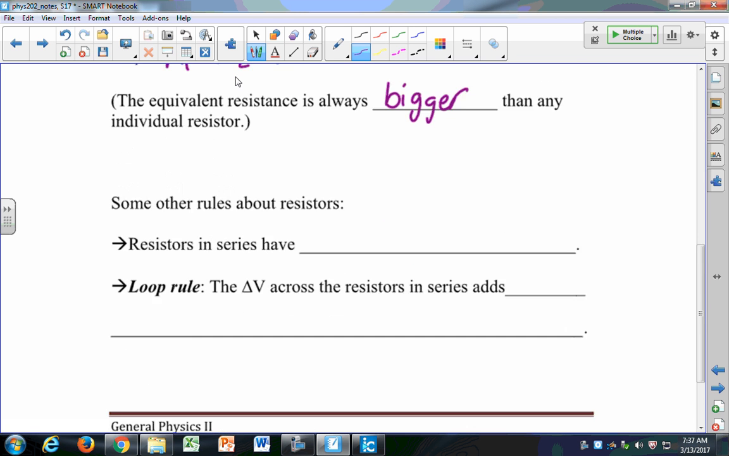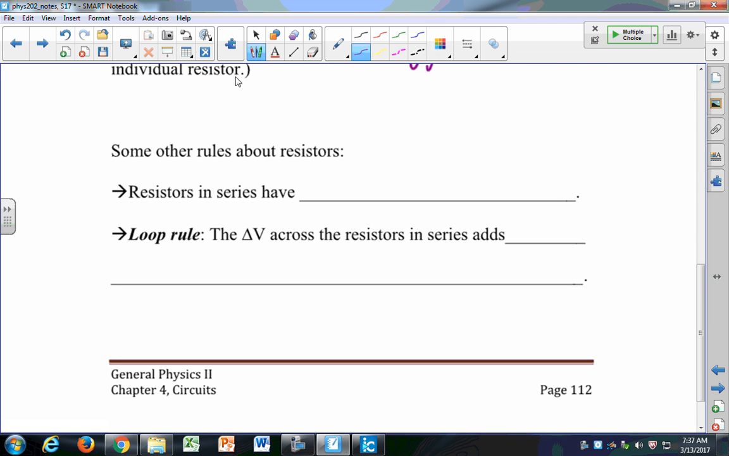So some other rules, I've already written these up top, but let's write them again. Resistors in series have the same what? Voltage or current? They have the same current. It's like a pipe, right? If you have a fluid flowing through that pipe at a certain rate, it flows through that pipe at the same rate all throughout. So resistors in series have the same current. And then also the loop rule, which says that the change in potential across the resistors in series adds to equal the change in potential across the battery.